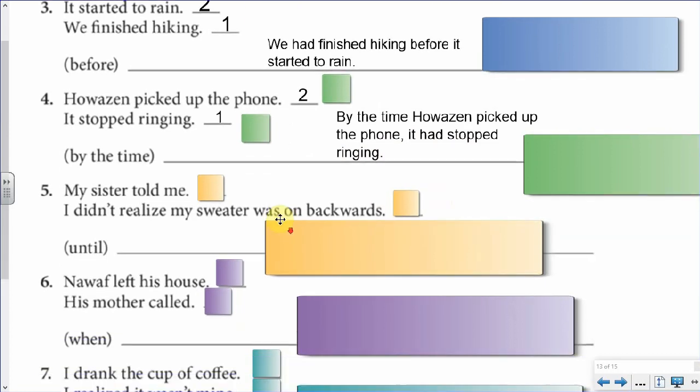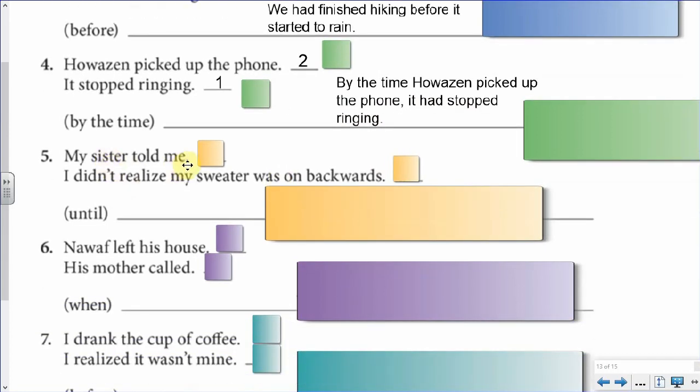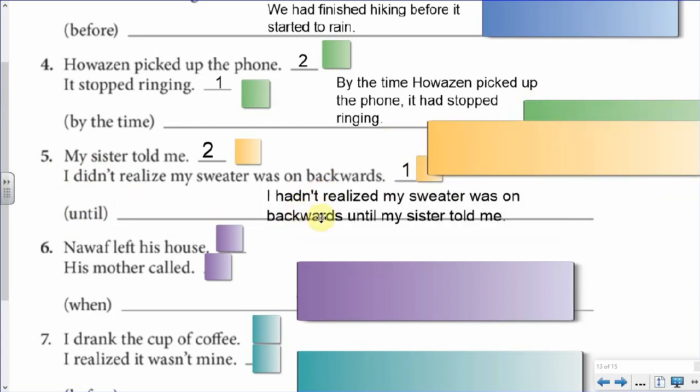Number 5, my sister told me, and I didn't realize my sweater was on backwards. The wrong way, that means. Which one was first? Yeah, and then secondly, my sister told me. In this example, we need to use until to put these two together. So what do you think? What opinion do you have for this one? So here we need to say, I hadn't realized my sweater was on backwards until my sister told me.